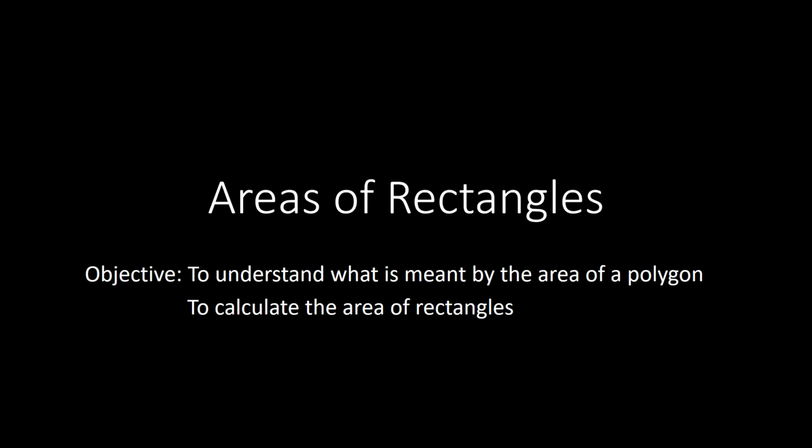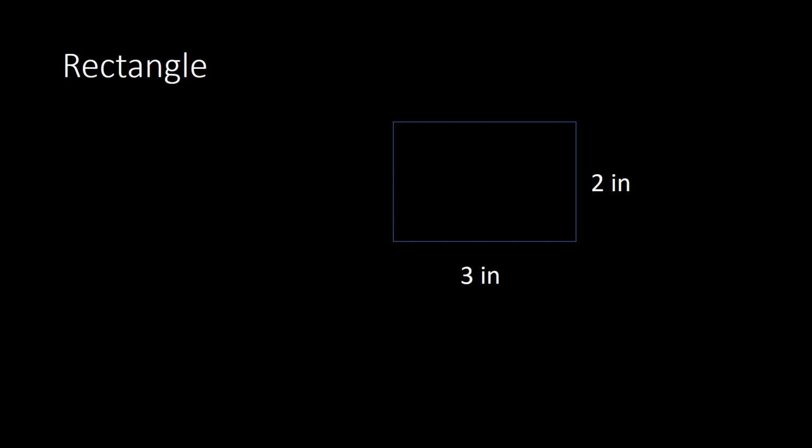In this lesson, we will understand what is meant by the area of a polygon, as well as calculate the area of rectangles. So here's a picture of a rectangle, where the bottom is 3 inches and the height is 2 inches. Well, the bottom we'll call the base. So we have the base is 3 inches and the height is 2 inches. And our objective is to find both the area and the perimeter.